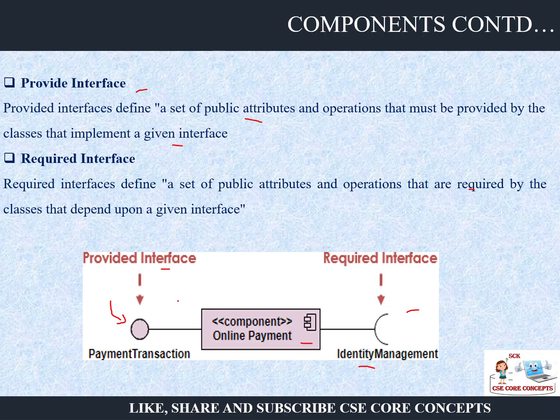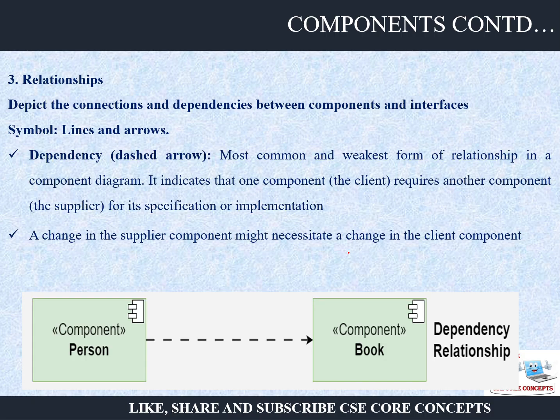Let's say from order, right? But this is your required, that is required by the classes that depend on the given interface. A set of public attributes that must be provided, okay, by the classes that implement the given interface. And somebody who is implementing payment transaction. So which class is implementing this payment transaction? That is a provided interface. And required means what? That is required, what you require in order to provide this. Okay, you require identity management, your authentication, etc.